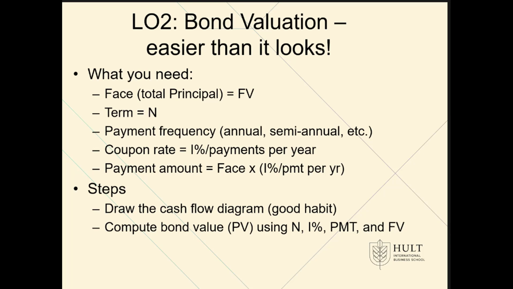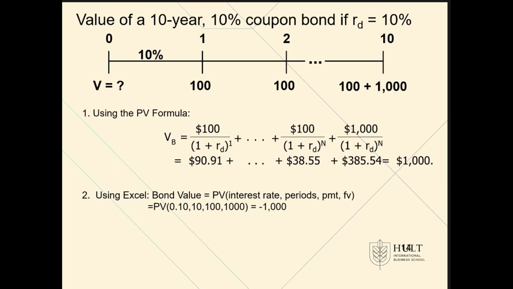So the steps, similar to what we did in the TVM lectures, is we draw a picture. That's just a good habit. Not required, but it helps you visualize the cash flow. And then we compute the bond value using our TVM calculations as we did last week. So let's look at, again, a specific example. We have a 10-year, 10% coupon bond at a 10% rate. Again, just easy to remember, easy to do. We have 2 ways to do it, and we can do it in Excel.